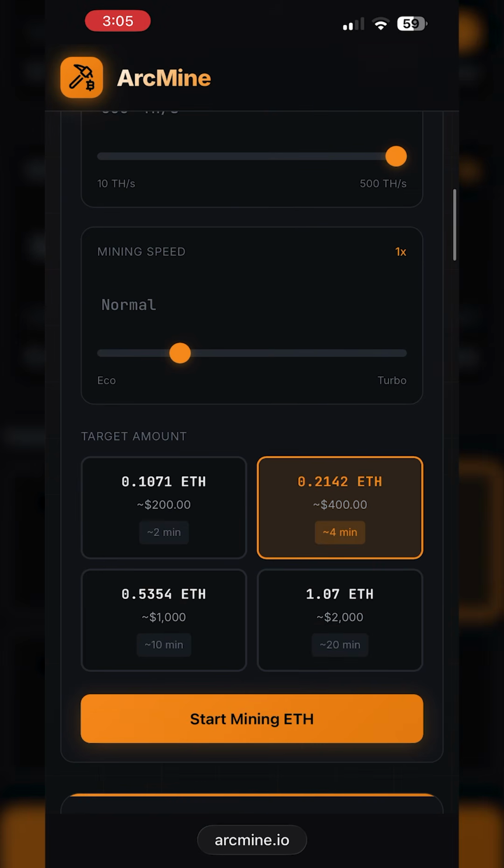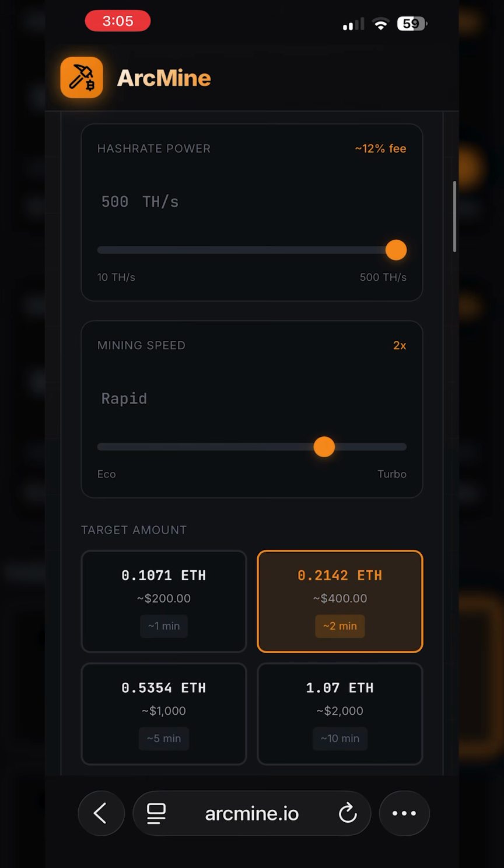Okay, then mining speed. It controls how hard the remote hardware is working during the session. And pushing it higher makes the mining more efficient, but it also moves the output numbers in ways that aren't always obvious at first glance. So this isn't something to just crank up without thinking. Take a second, figure out what the session is supposed to do, and set it with that in mind.